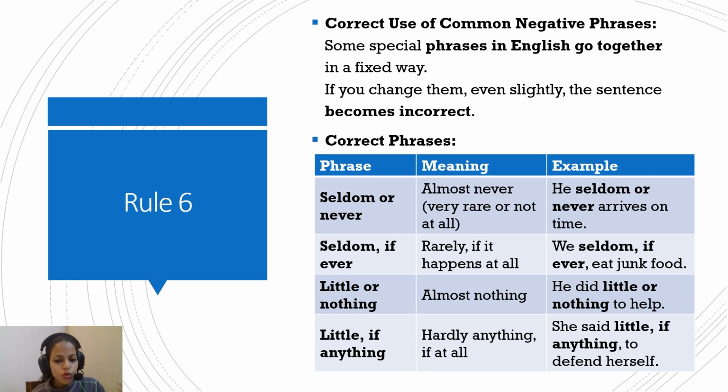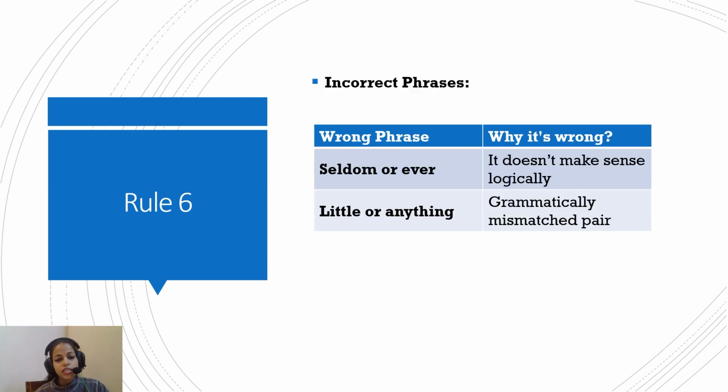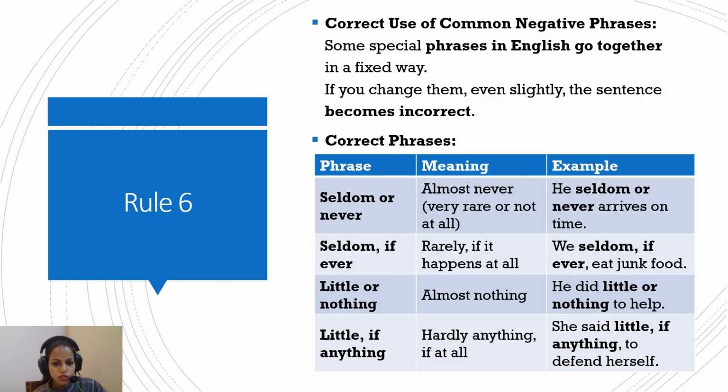Seldom or never is more negative. Little or nothing, again, is more negative. You see the word never, you see the word nothing. So you get a sense that these are more negative, and seldom, if ever, or little, if anything, are relatively more positive, while they all mean very little. Now, if you say seldom or ever, it just doesn't make any sense. It is wrong. Little or anything, again, doesn't make sense. It is also grammatically wrong. So you have to see how these are used. Seldom or never is almost like, statistically speaking, once in 10 times or something of that sort. So: seldom or never, seldom if ever, little or nothing, little if anything.